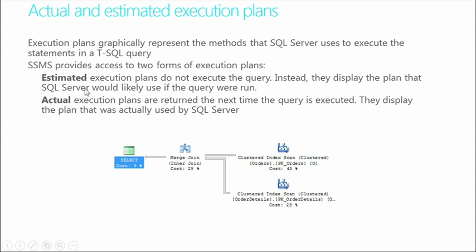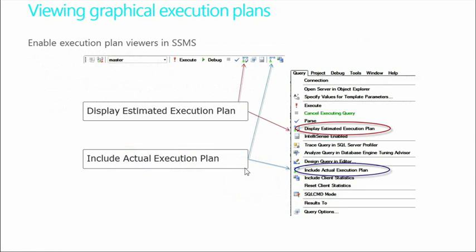So, yeah, here's the estimated execution plan. It does not execute the query. It just displays how it would execute the plan. Here's the actual plan. It's going to return the next time the query is executed, and these are the plans that were actually used by the SQL Server, chosen by the optimizer when that query was executed.